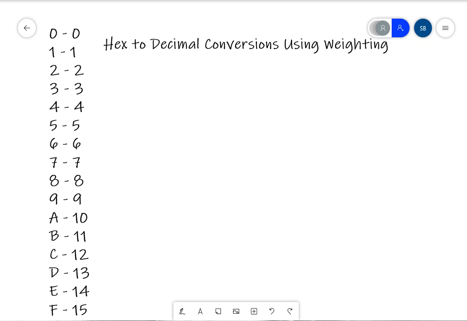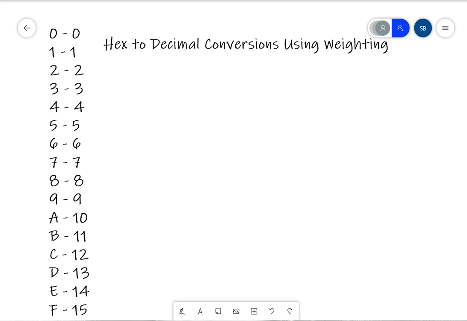Okay, this video is going to cover hexadecimal conversion using a weighting method, not a method or procedure that I usually use. It requires a calculator. I'll use a method that goes through another numbering system, but at least I want to document this and show you that it's there.